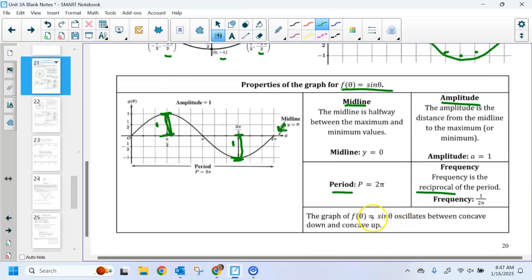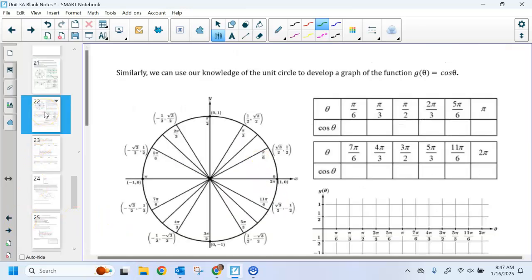Okay, and then you notice here what I already said was that sine oscillates between concave up and concave down. We start concave down from 0 to pi, then we go concave up from pi to 2 pi.